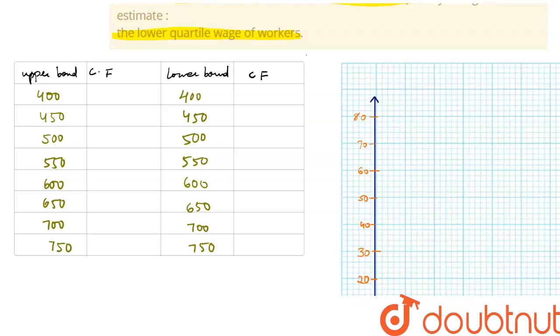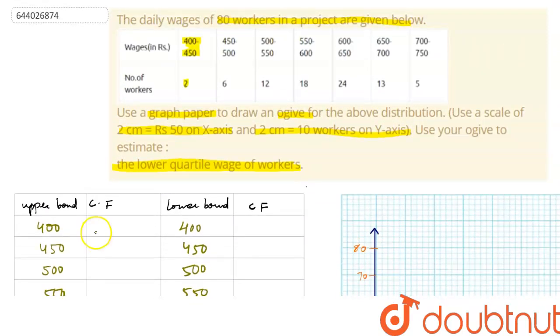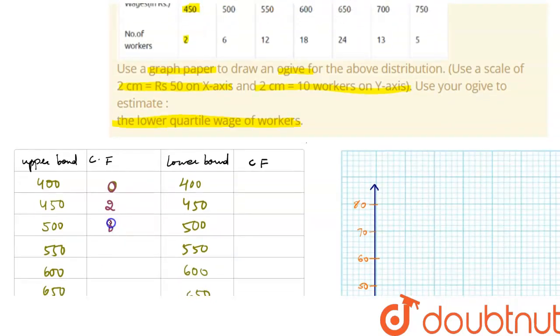Now what is our cumulative frequency according to the upper bound? Initially, when the upper bound is 400, how many workers receive a wage from 0 to 400 rupees? It is 0. Then after 0 we have 2, so 0 plus 2 is 2. Then 2 plus 6 is 8. And then 8 plus 12 is 20.